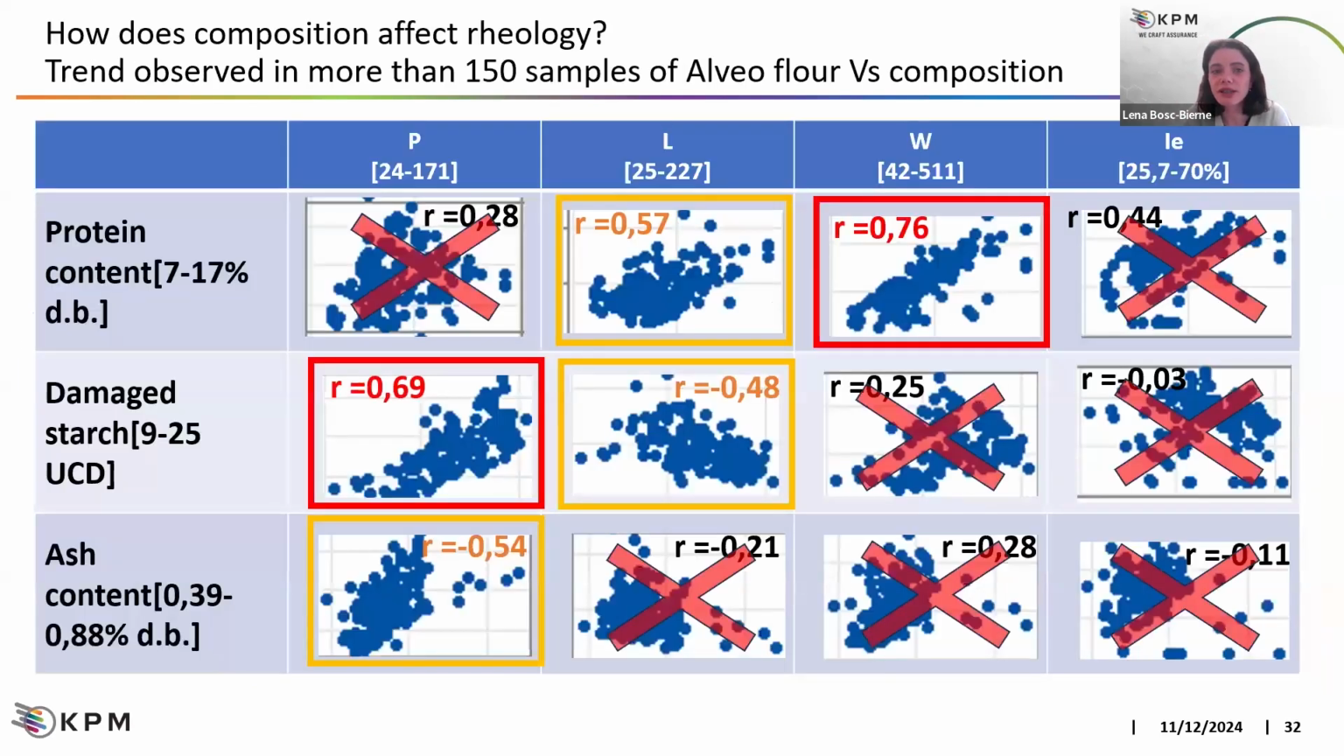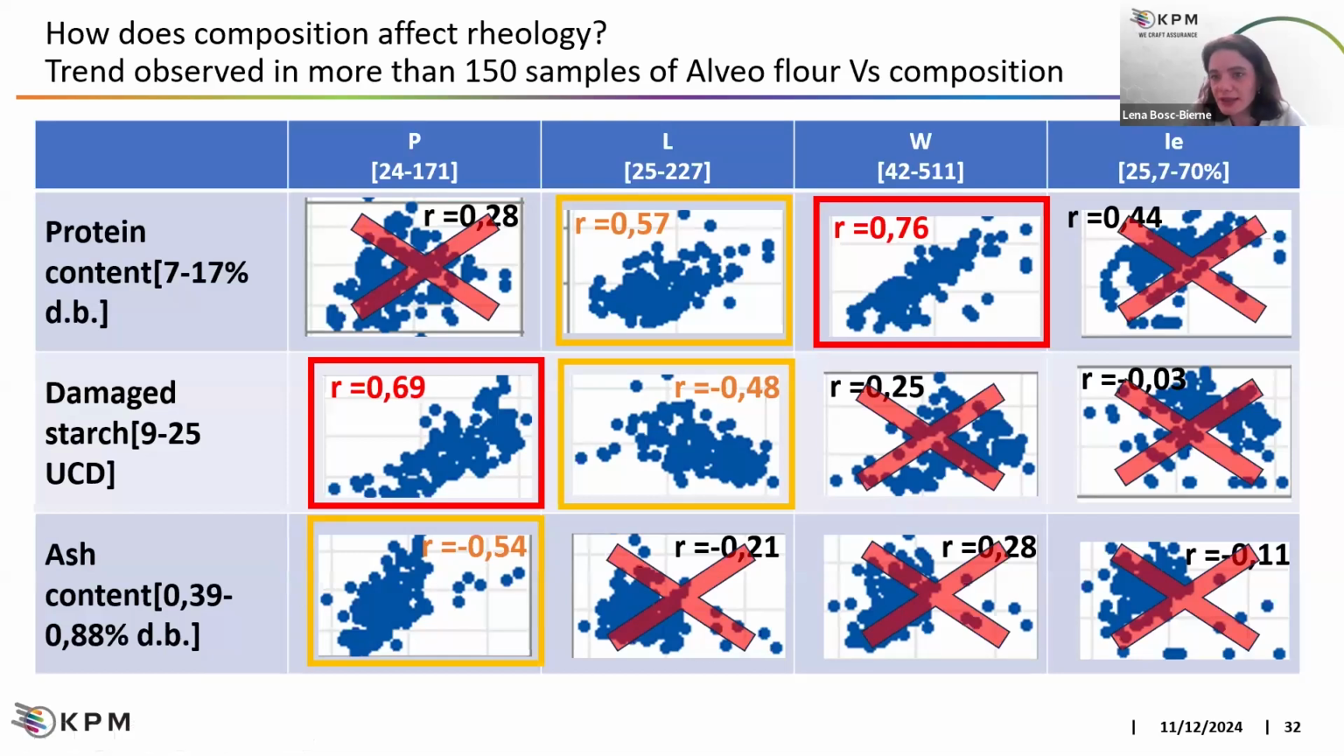So here, maybe we need to know a little bit how those compositions affect the rheology. This is the trend that was observed in more than 150 samples of algal flours versus the composition. Here we have algal values, P obtained were between 24 and 171, L between 25 and 227, etc. It's just to say that we have gathered a high amount of samples that really represents the entire range of interest. And we have analyzed protein content, damaged starch, thanks to the SDmatic, and ash contents.